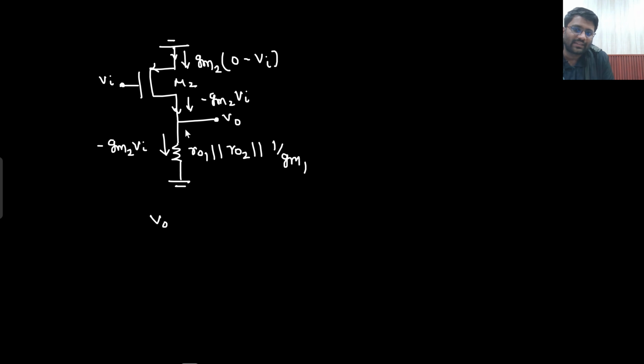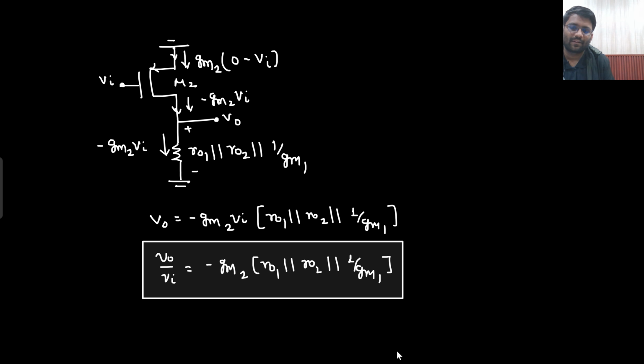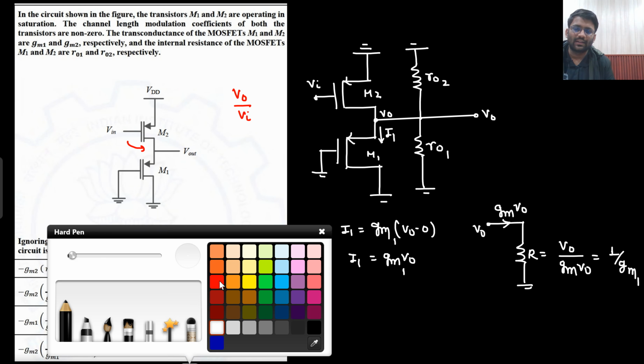The current is flowing in this direction, that means this will be the value of V naught. The value of V naught would be the current, which is GM2 V in, multiplied with the resistance R naught 1 parallel with R naught 2 parallel with 1 by GM1. So what is the value of V naught by V in you are getting? I am getting this as minus GM2 parallel with R naught 1 parallel with R naught 2 parallel with 1 by GM1. This is the answer.